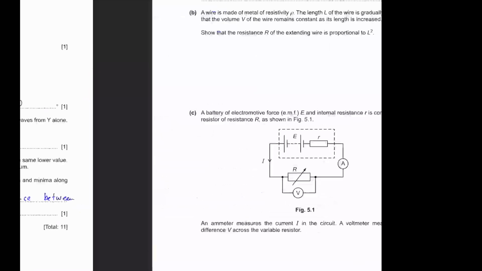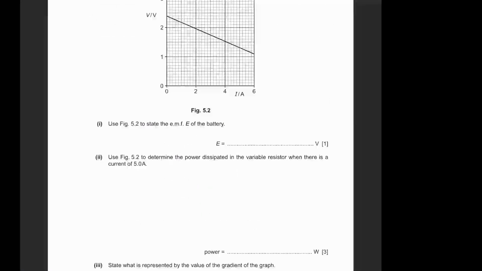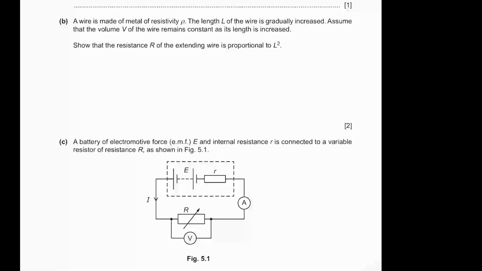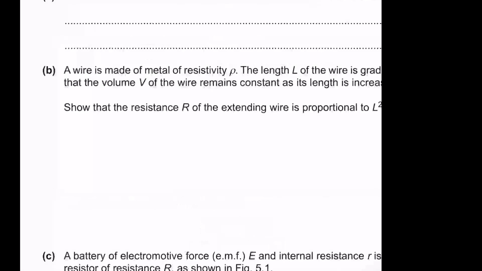Right. Question 5. Define the ohm. Ohm is the unit of resistance. So resistance is volts per ampere. So you can write it as volts per ampere.